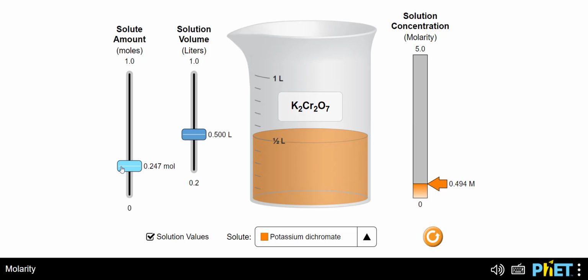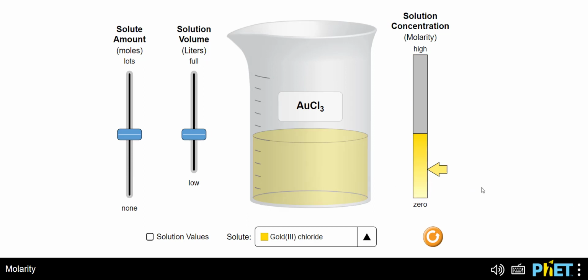0.25 moles in 0.5 liters. Okay, so under the box on the worksheet, you're going to fill in 0.247 moles and 0.5 liters, and when you do that math out, you get 0.5 molar is what it really comes out to. It's just that because of the way the slider works, we can't get it exactly there.